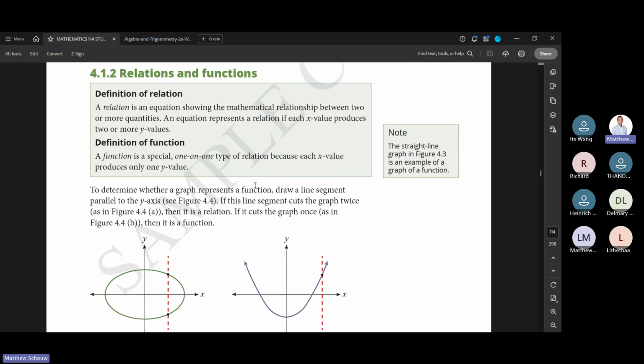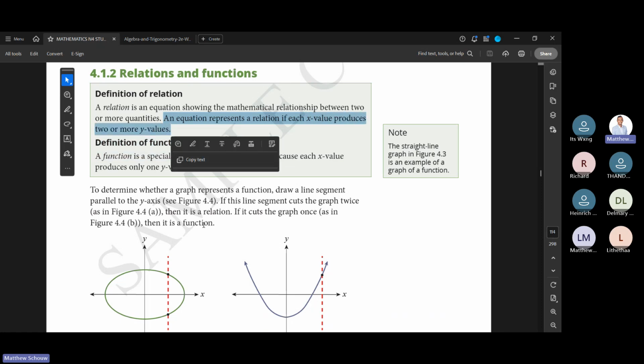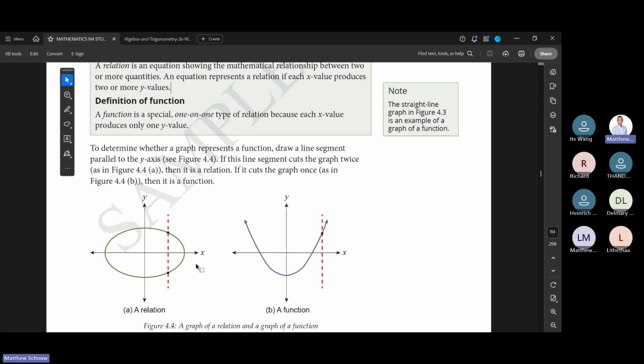So here we go, here's the relation. An equation represents a relation if each x value produces two or more y values. So I'm going to show you what a relation is, and it's fairly easy to determine whether something is a function or a relation. Just draw a line segment parallel to the y-axis. If it cuts any graph twice, it's a relation and not a function.